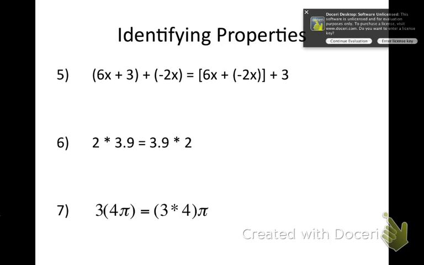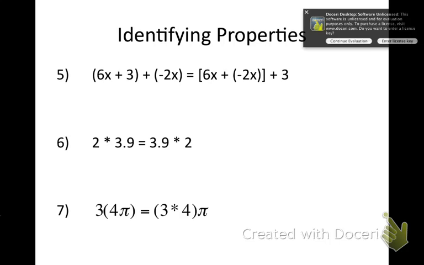Next, we're going to talk about the properties. So those properties we wrote down earlier, the commutative, associative, distributive, identity, and inverse properties here. We want to identify what properties are actually being used here. So number 5 says I have parentheses 6 plus 3 plus negative 2x equals now bracket 6x plus negative 2x plus 3. So I'm rearranging the way I'm trying to add. And why am I trying to rearrange here? Well, I'm trying to get my variables or my like terms together. So I can rearrange to get my like terms together.